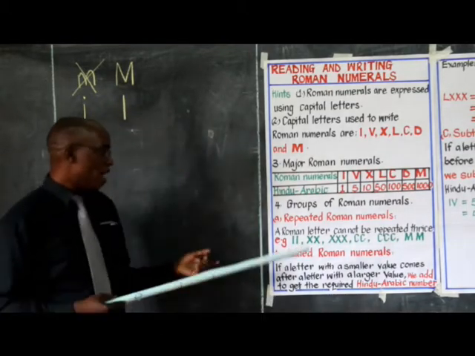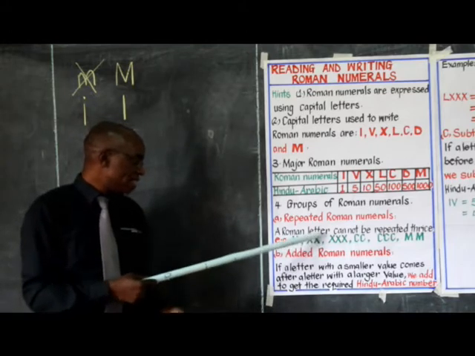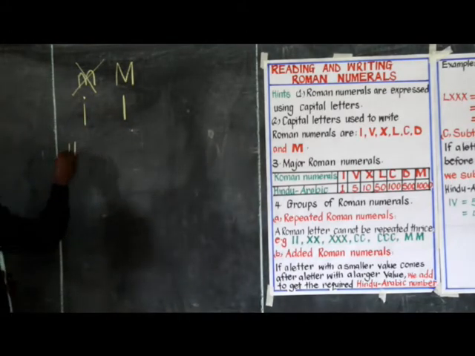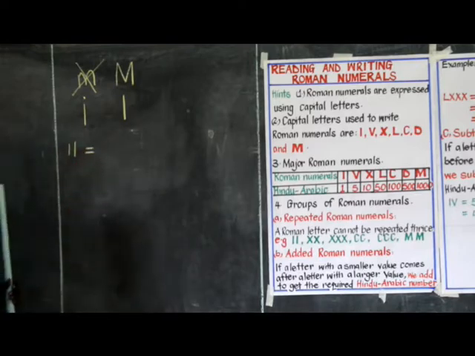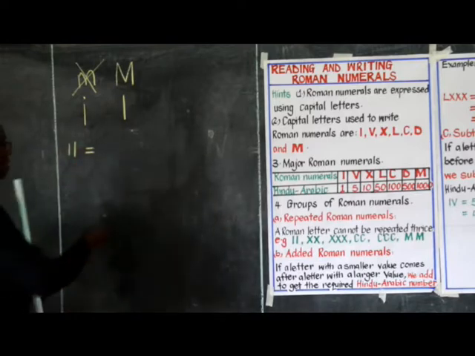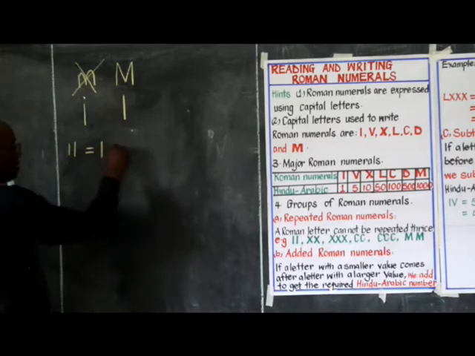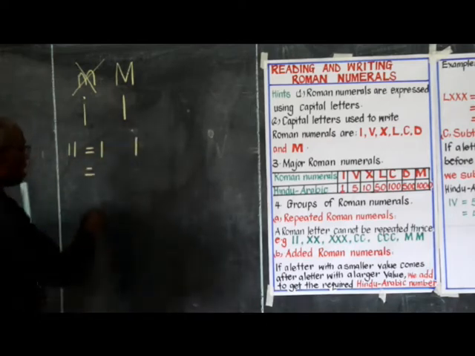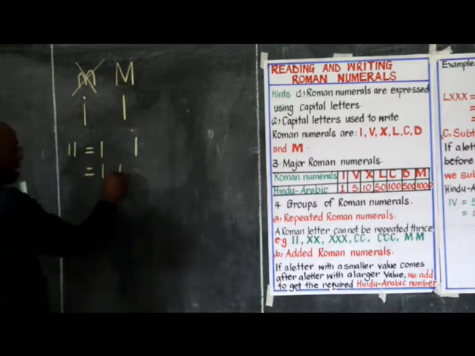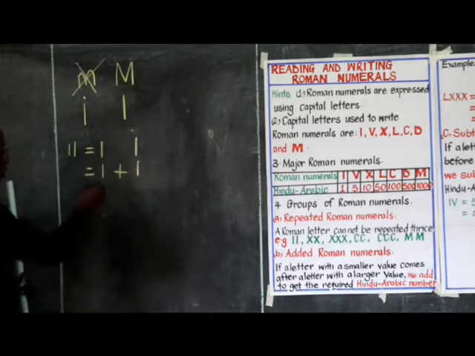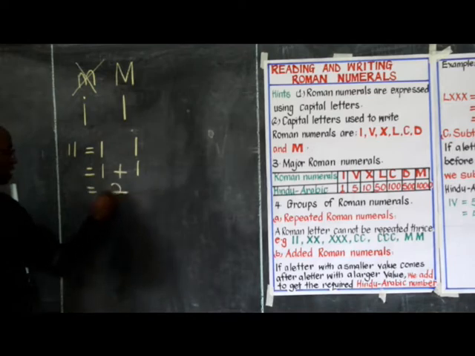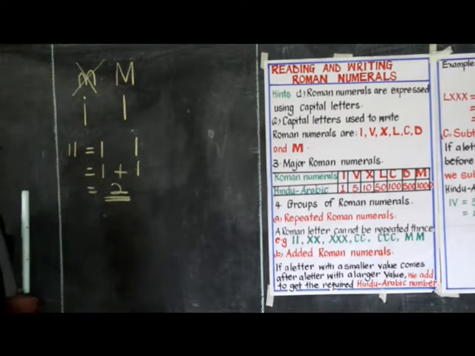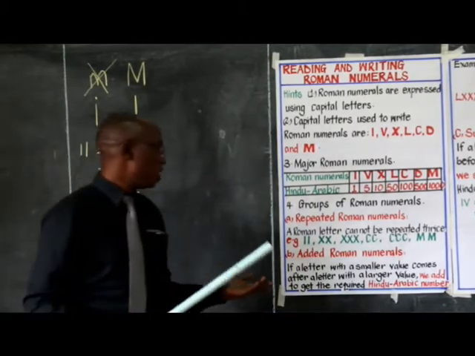For example, we have repeated Roman numerals. Examples are here. We have II, and remember I is represented by 1. When you add 1 plus 1, you end up getting 2. So II is 2. Those are repeated Roman numerals.